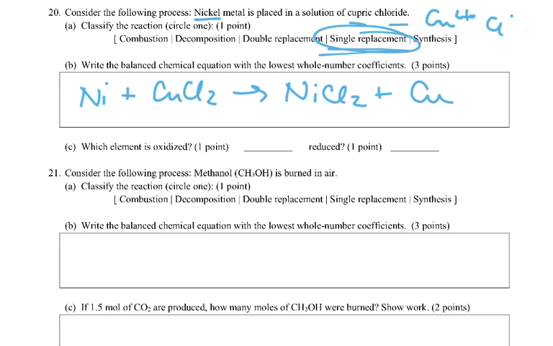Which element is oxidized? Okay, nickel's going from 0 to +2. And who's getting reduced? The copper is going from 2+ down to 0. And the chloride is not doing either one.